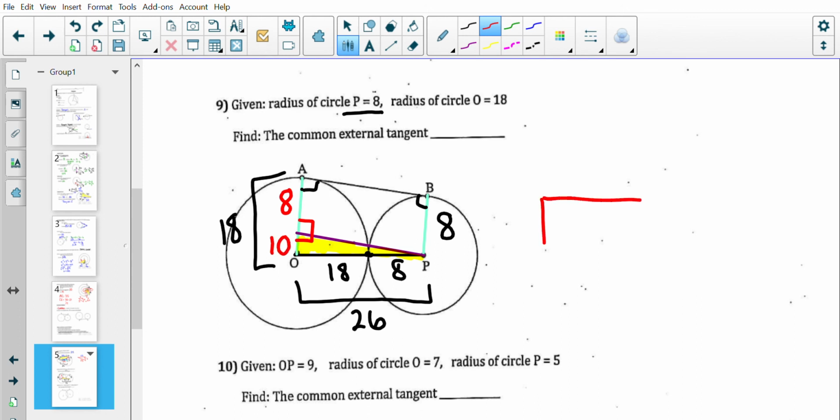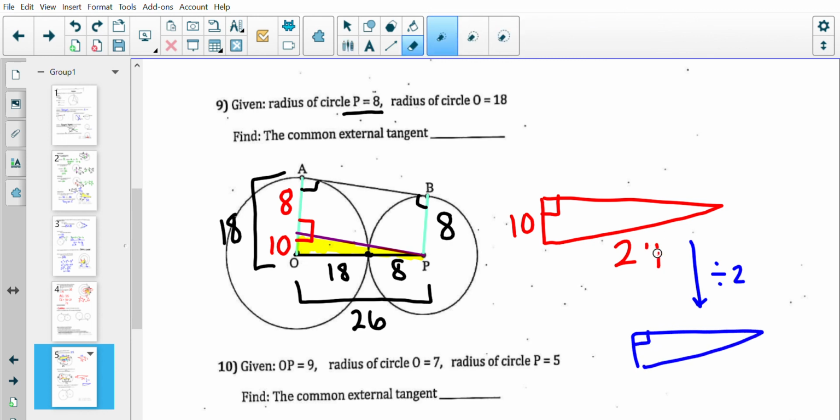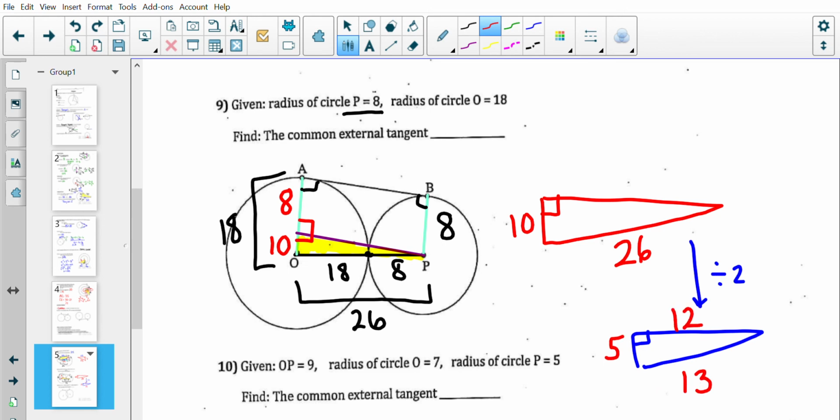Now I'm going to look at that triangle. I have a 10 and a 26. I'm going to divide by 2. So I have, oh, I wrote 24. That's a 26. Silly me. All right. We're going to divide by 2, so we'll have a 5 and a 13. This is, in fact, a triple. 5, 12, 13. Want to go back and multiply by 2, which means this side is 24. And remember, in a rectangle, opposite sides are congruent, so A to B is also 24.